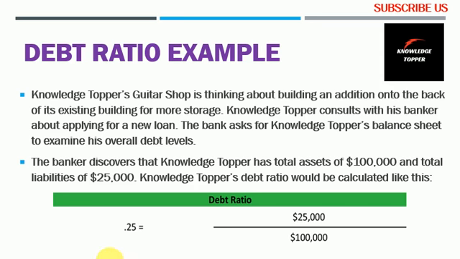Let's suppose the answer comes out to be 1. A ratio of 1 means that total liabilities equal total assets. In this scenario, the company would have to sell off all of its assets in order to pay off its liabilities. Obviously, this is a highly leveraged firm. Once its assets are sold off, the business can no longer operate.